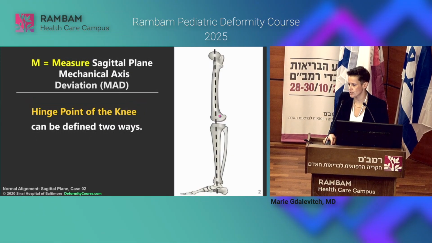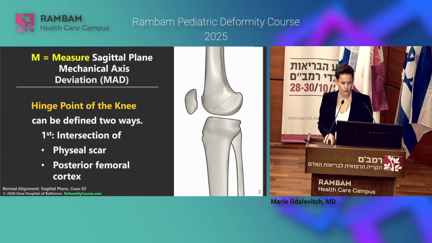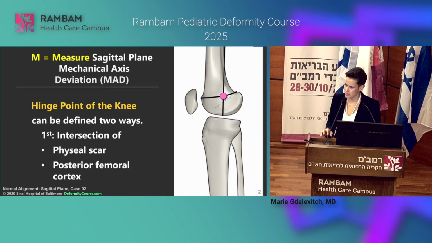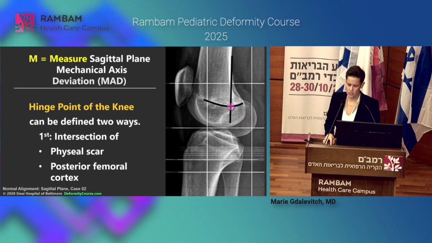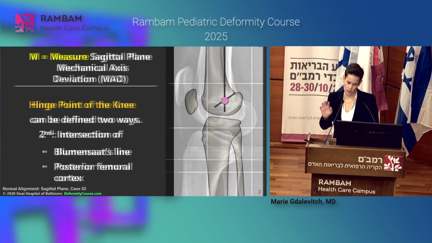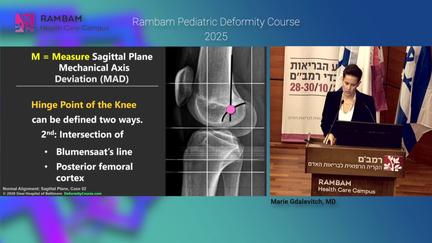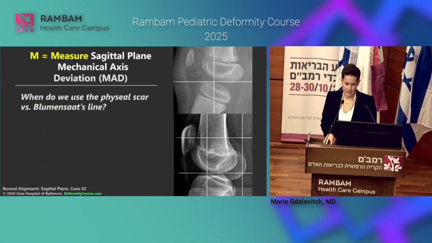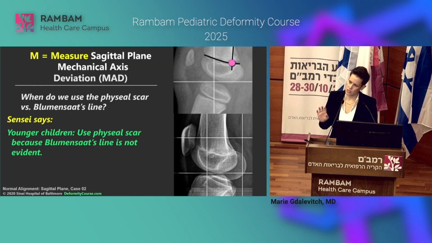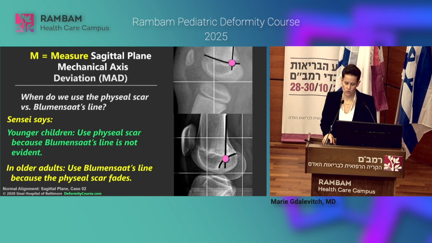Now, how do we define the hinge point of the knee? There's two ways. The first way is the intersection of the physeal scar and the posterior cortex of the femur. And where those two lines intersect is the hinge point of the knee. So if you look at it on an x-ray, you have the physeal scar and the posterior line of the cortex of the femur. The second way to do it is Blumensaat's line and the posterior femoral cortex. So this is what it looks like on an x-ray. And how do you pick which way to use? Typically, when you have an open physis or it was closed recently and you still see the physeal scar, you use the physeal scar. If you can't, you use Blumensaat's line.